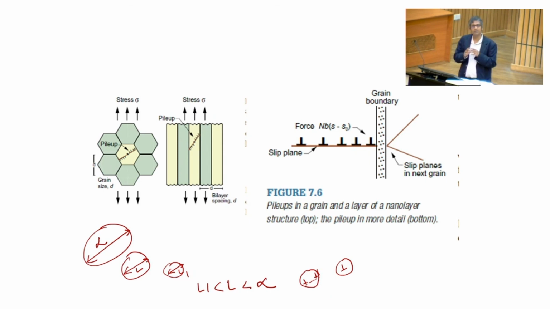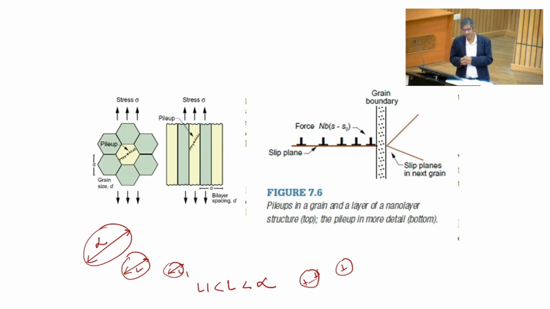That particular aspect of the strengthening because of the grain boundary is no longer valid. So that's why the Hall-Petch equation breaks down below a certain grain size. Remember these aspects. This is a very critical thing which you should understand. The breaking down of the Hall-Petch relationship is also the same thing. The same thing is true for bilayers. If you decrease the bilayer thickness, the length on which a dislocation pile up can happen is also decreasing.